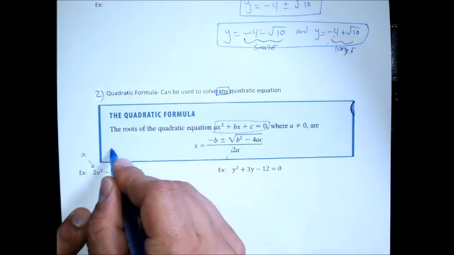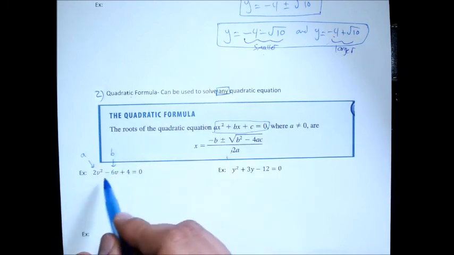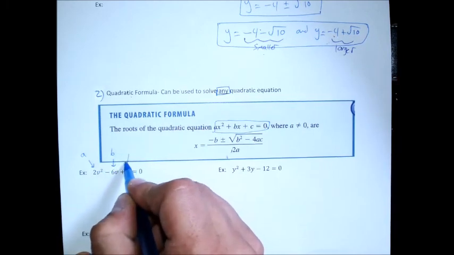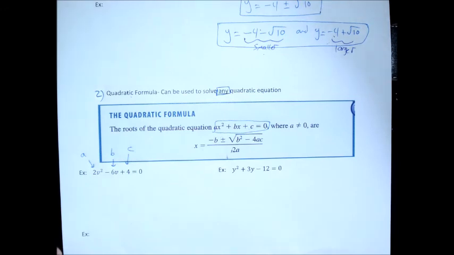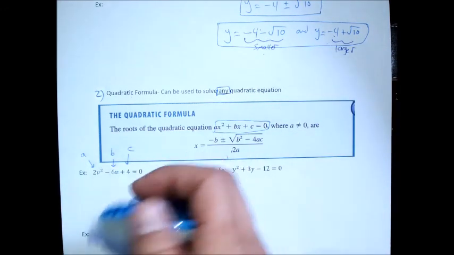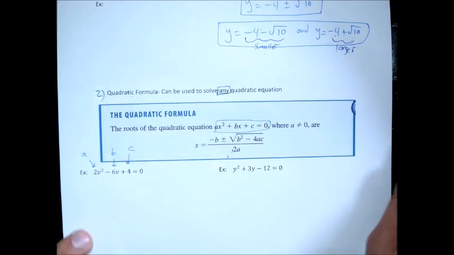My B is -6. Don't forget about the negative sign. And the C is the positive 4. And we can just get the answer right out of here. I think we won't need another example, so I'm going to go ahead and cross out that example.